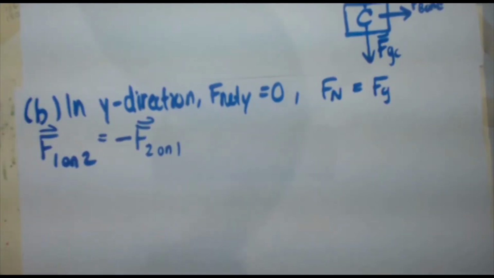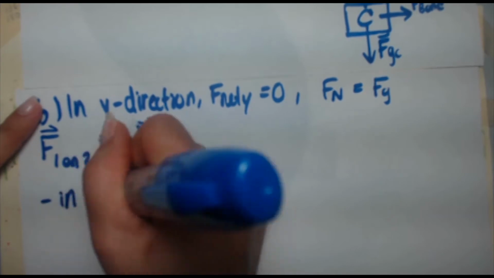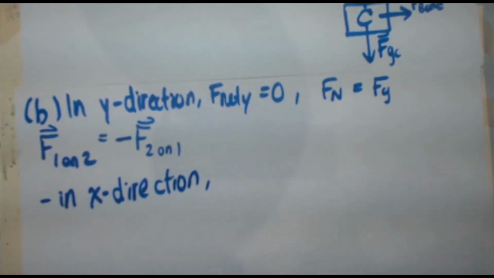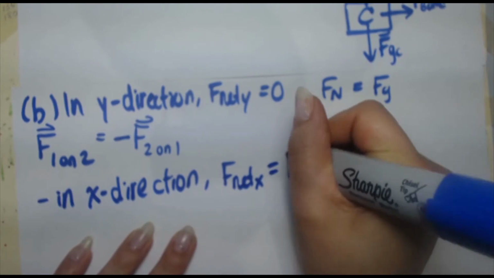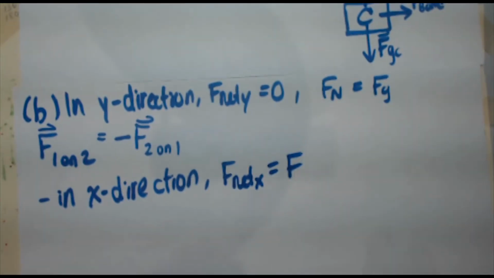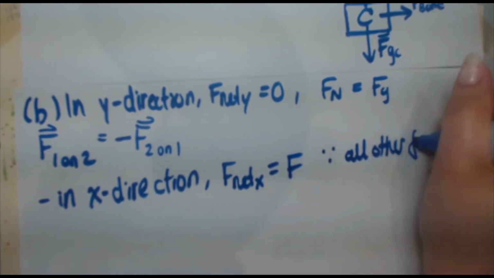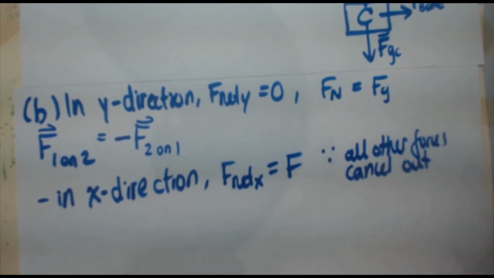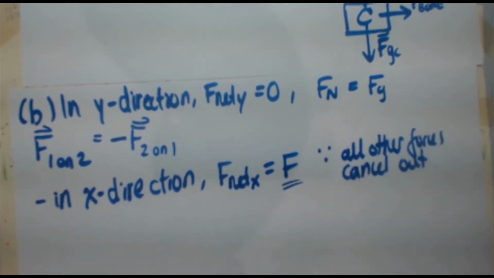Okay, so in reality, in the x or the horizontal direction, we haven't formally stated it as x and y, but just go with it here. Okay, in the x direction, F net x is equal to F, because all the forces cancel out. So since all other forces cancel out, we've got our net force in the horizontal direction.